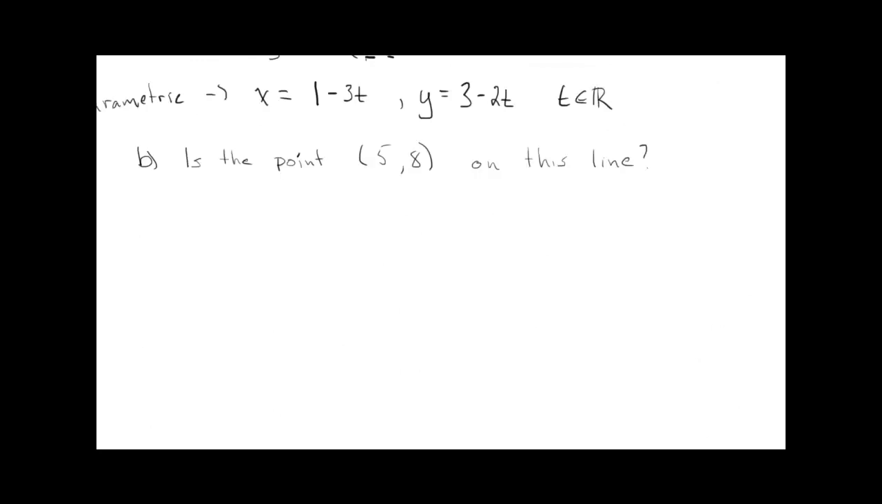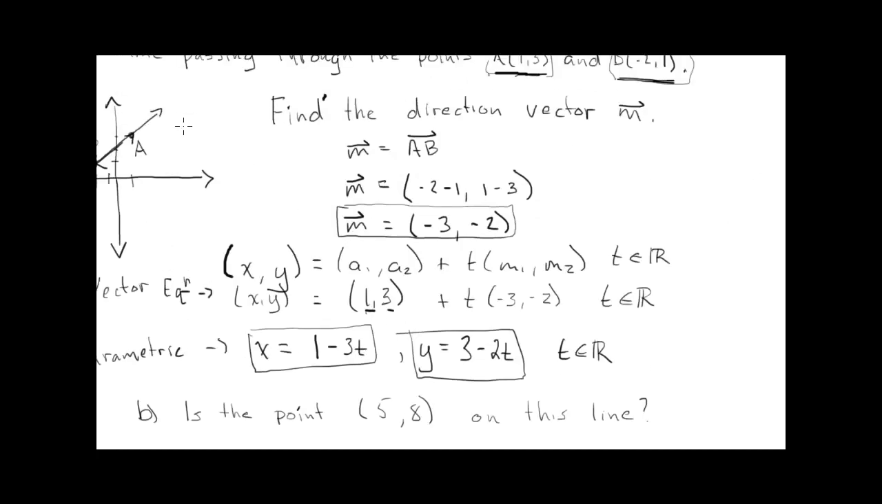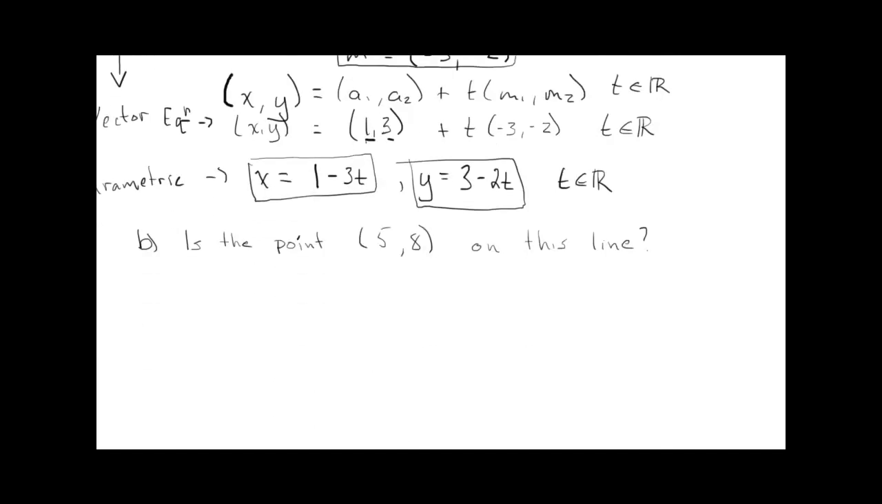Okay, so second part, we just found the equations. So we know the vector equation is that, parametric equations are these. We want to figure out, is this point 5, 8 on the line? So let's look at the graph. 5, 8 would be somewhere up here. Not sure, somewhere around there. Is this point on the line? Just from the graph, it looks like it might be.